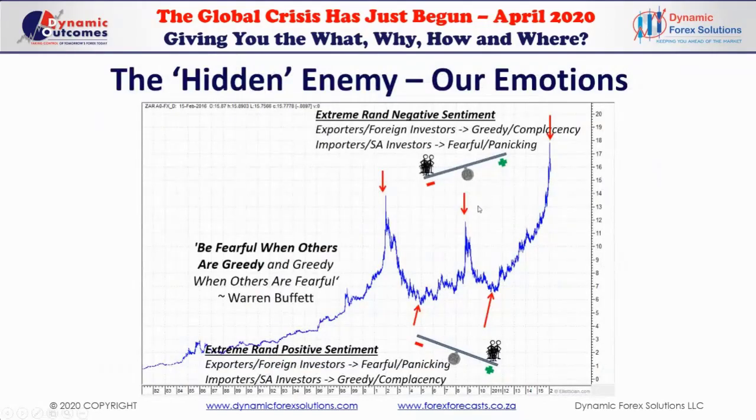we ourselves are emotional. So for instance here, the dollar rand, at these extremes, we get exporters and so on that are greedy or complacent. Oh, well, the market can only go higher, so we'll just sit out, while importers and SA investors are panicking. And everyone you talk to is saying the same thing. Well, the rand can only go higher.